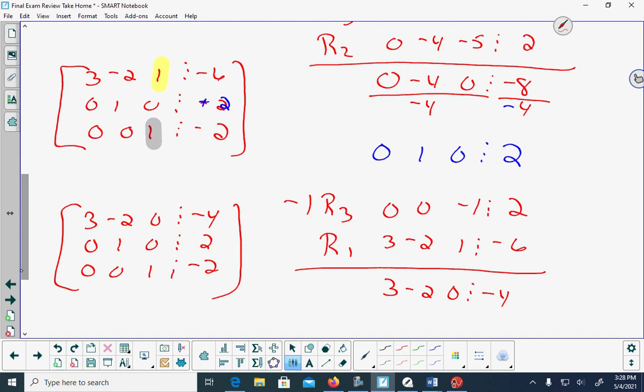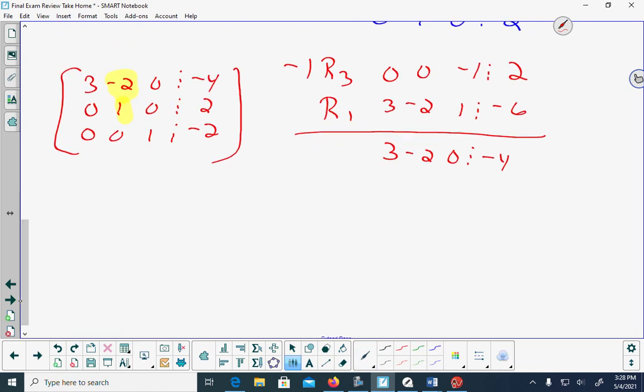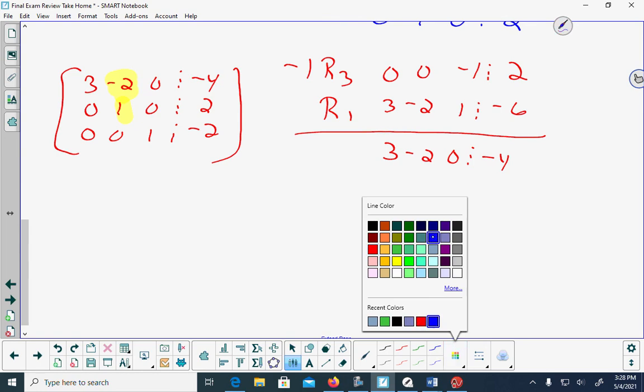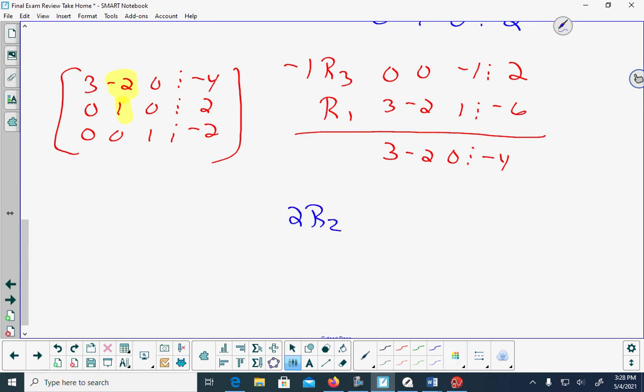Now the last thing I'm going to do, the very last step, is take row 2 and row 1 to eliminate that y. And when I do that, it looks like I'm going to multiply row 2 by a positive 2. That should do the trick. So 2 times row 2. So this will be 0, 2, 0. And then this will be a positive 4. And then row 1 is 3, negative 2, 0, negative 4.